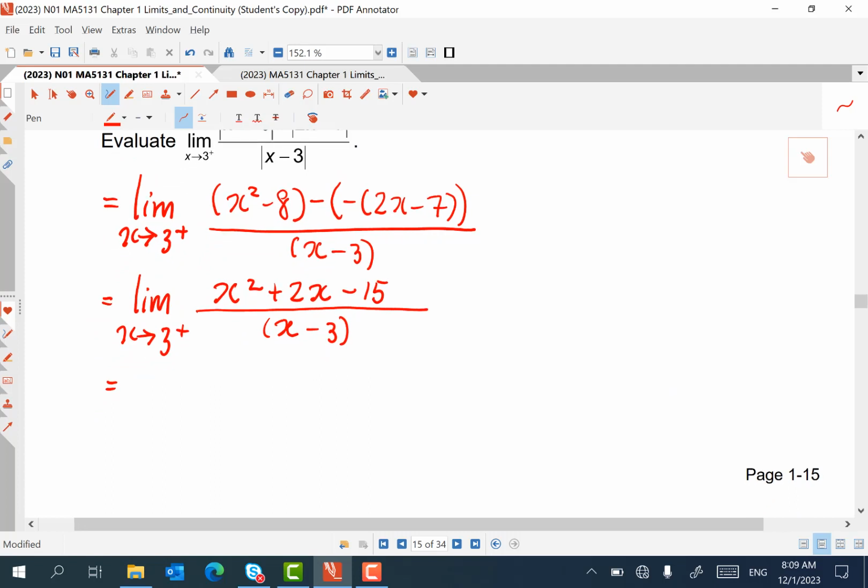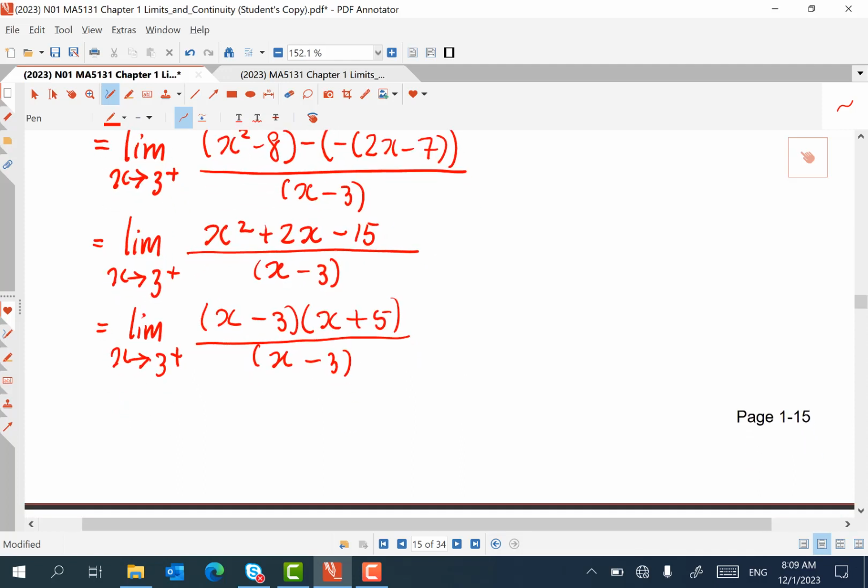Okay. Then when you reach this stage here, you want to actually now make use of the factorization. And then this gives you the limit, and finally we have 3 plus 5 is equals to 8.